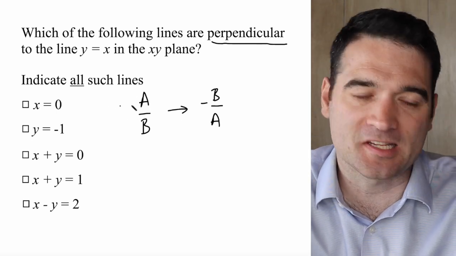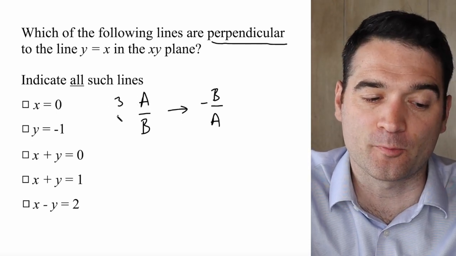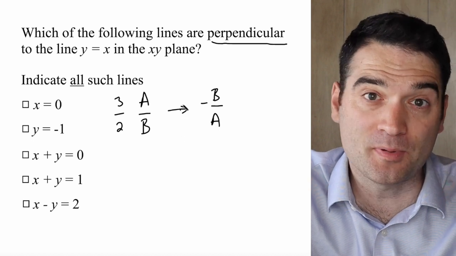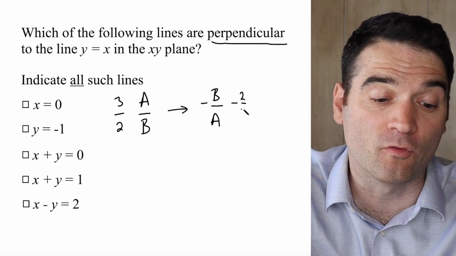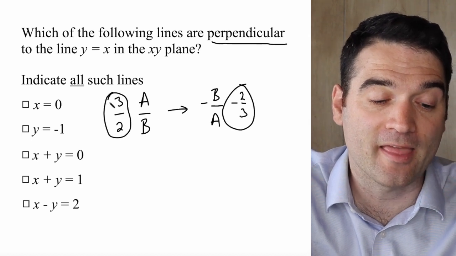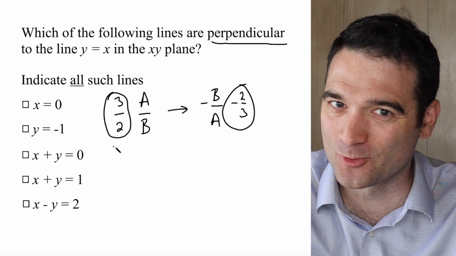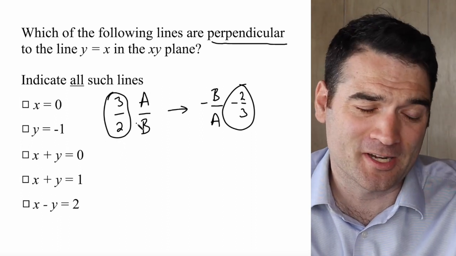So just as an example, if I have a line with a slope of 3 over 2, then the slope of the perpendicular line to that is going to be negative 2 over 3. Okay, so that's the rule that we have to know. And if we know it, the problem's actually not that difficult.